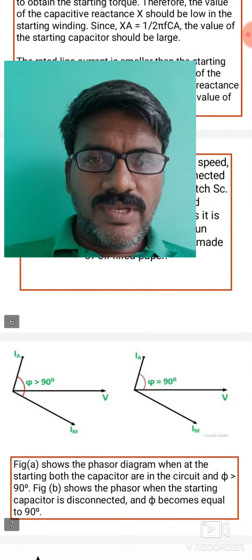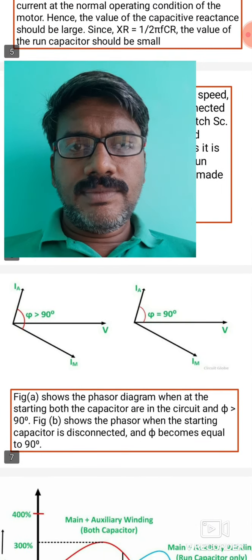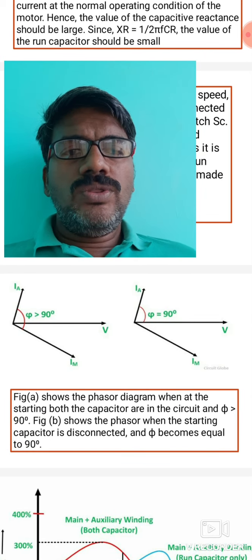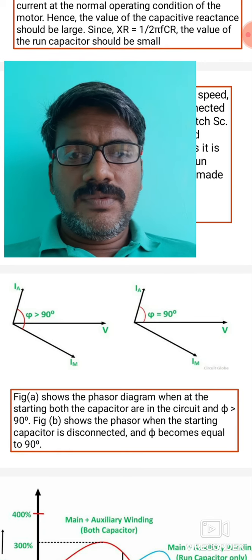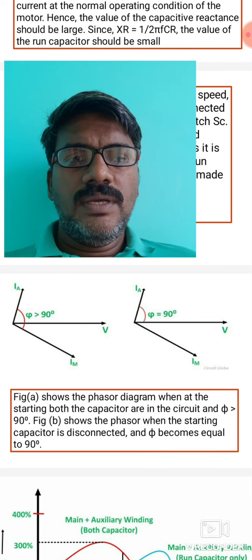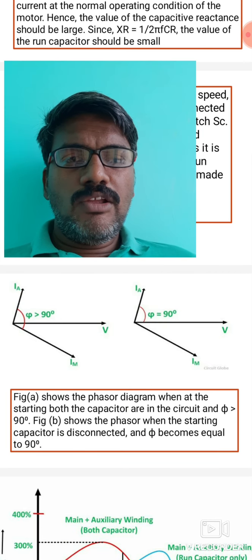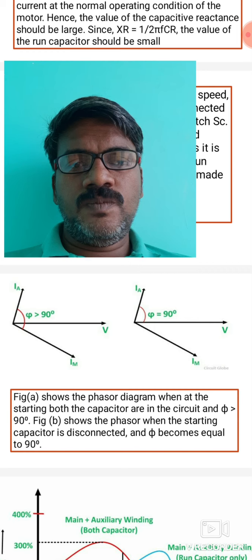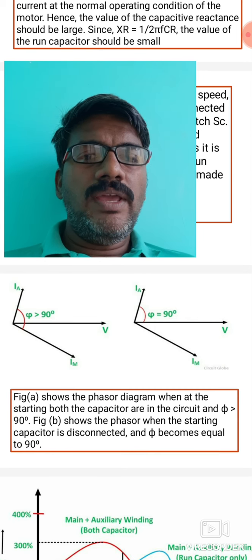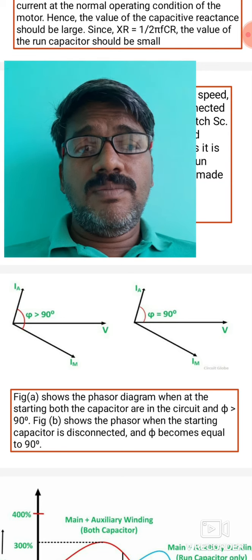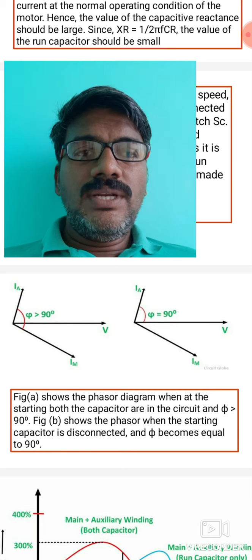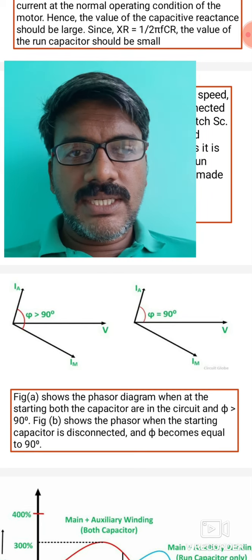Right? Then observe the phasor diagrams. Figure A shows the phasor diagram when, at starting, both the capacitors are in the circuit, and the phase angle phi is greater than 90 degrees. Figure B shows the phasor diagram when the starting capacitor is disconnected, and phi becomes equal to 90 degrees. So that's why we have to disconnect the starting capacitor.